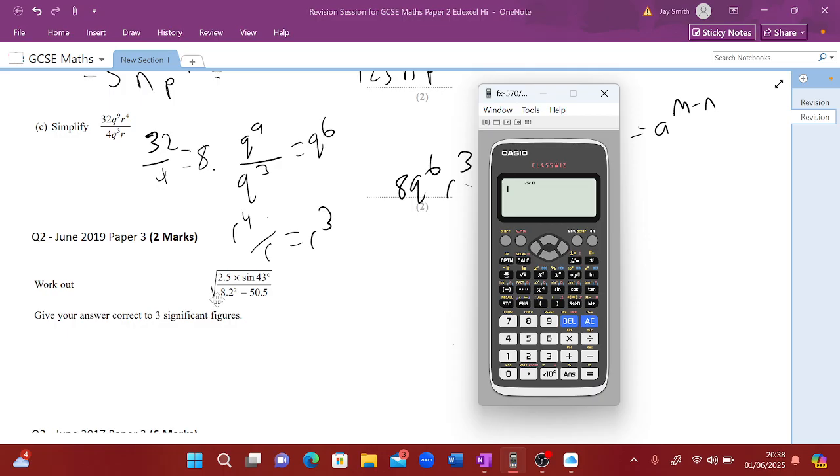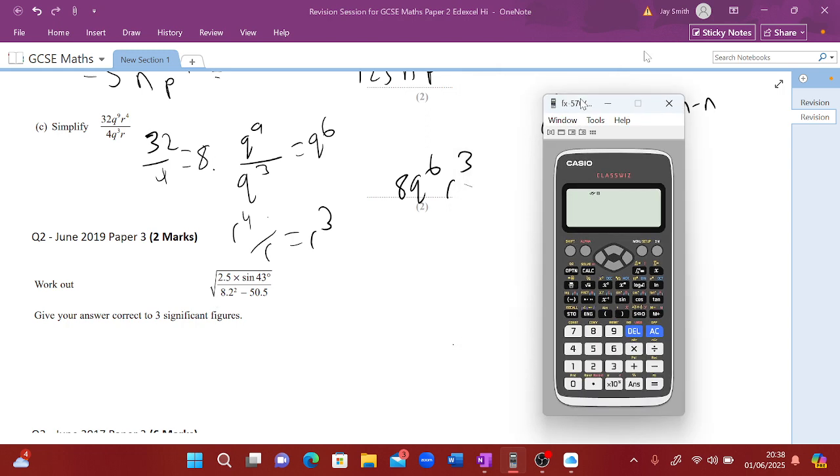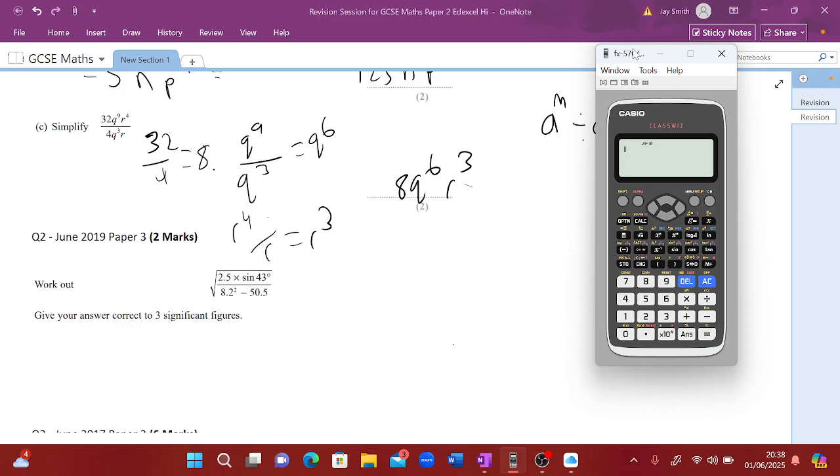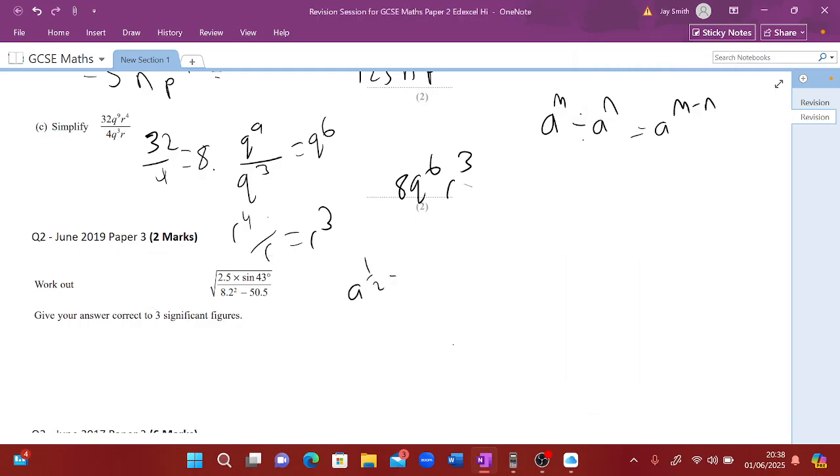Okay, so work this out. Firstly, I'll show you what to input here. We have a square root first, so have a root. Then we have a division. It's kind of like BIDMAS, right? You do the order first. So the square root, remember, is the same as saying a to the half.